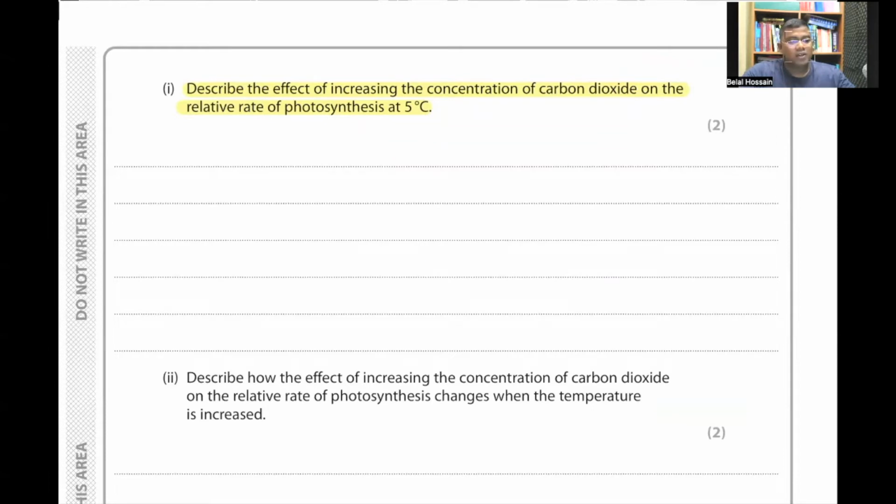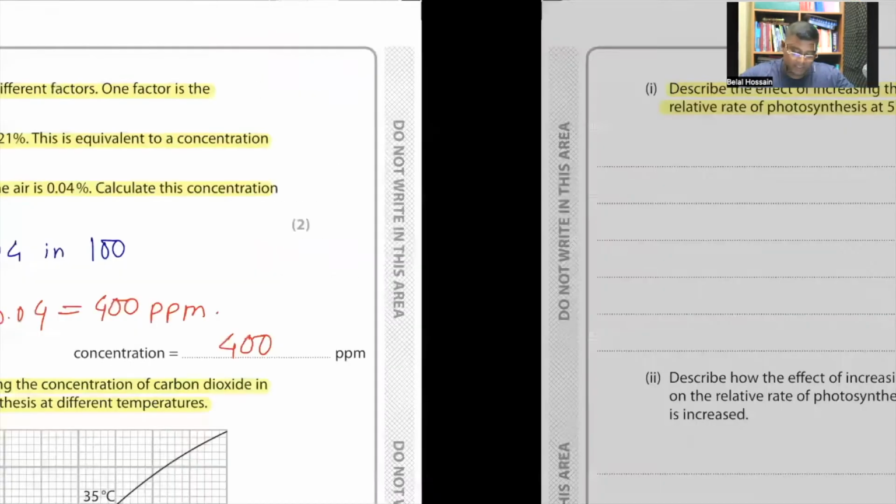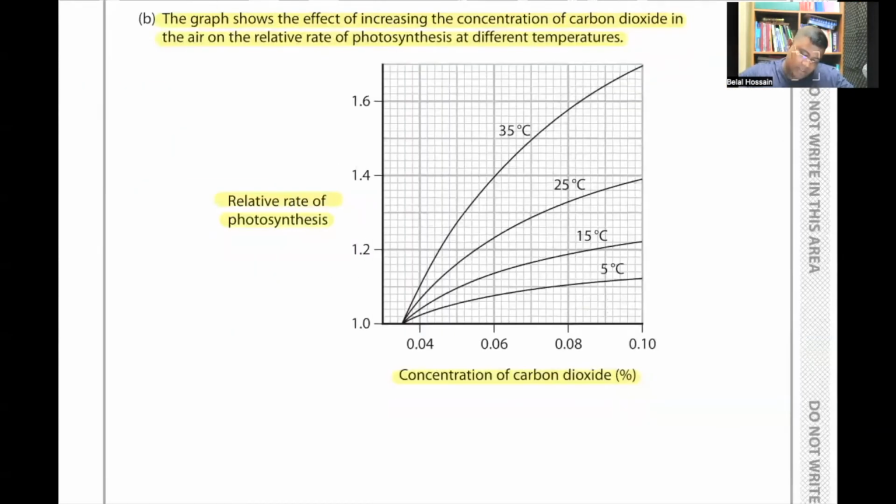However, it soon levels off. It starts to level off as it reaches 1.1 relative rate of photosynthesis.